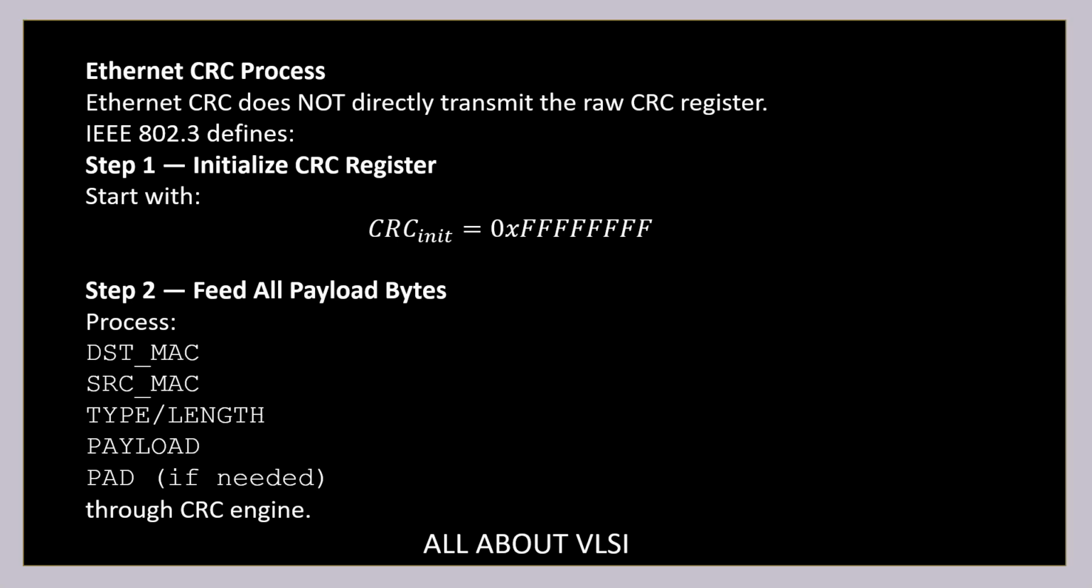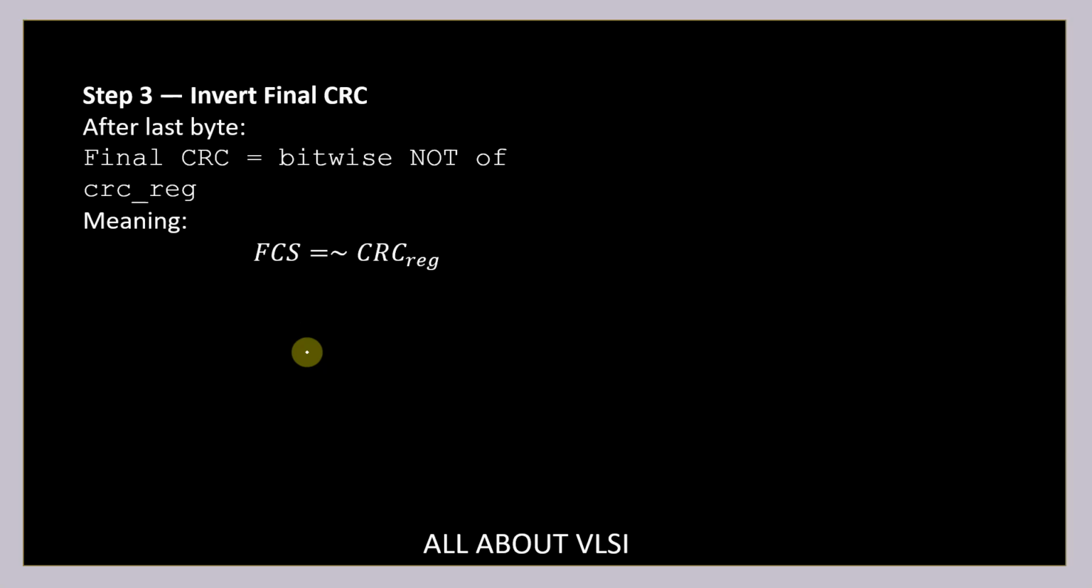In the CRC process, we have already discussed how to perform serial CRC and parallel CRC. Ethernet CRC does not directly transmit the raw CRC register. IEEE 802.3 defines that we initialize the CRC register with a particular value. Step two is to feed all the payload bytes. Next, we invert the final CRC after calculation. We flip all the CRC bits and then transfer. These are the steps we are going to follow when we develop our Verilog code.